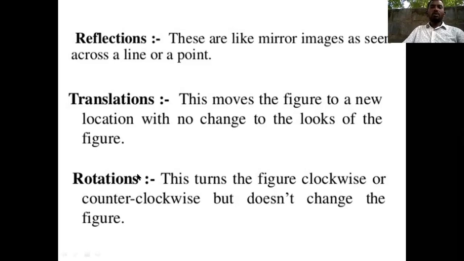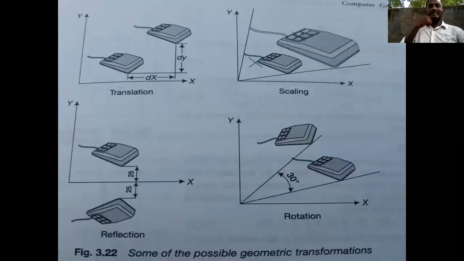Next one is rotation. This turns the figure clockwise or counterclockwise but does not change the figure. It turns the object, either in clockwise direction or counterclockwise direction, but does not change the figure. This one we call rotation.